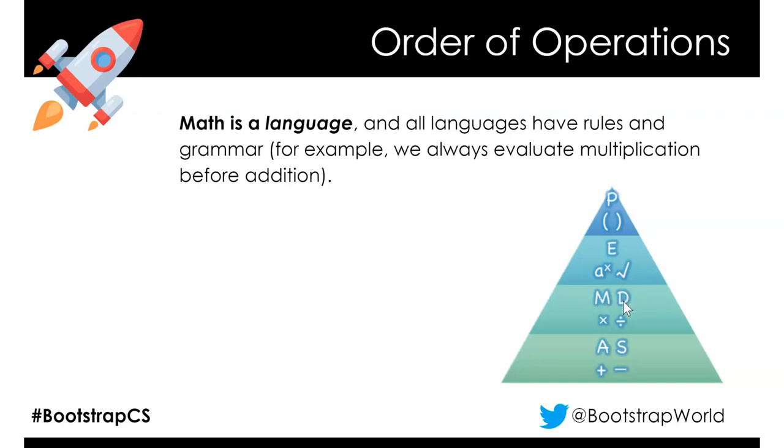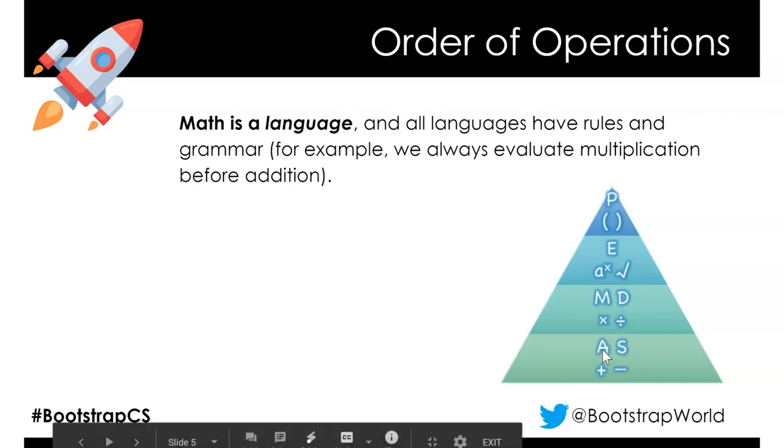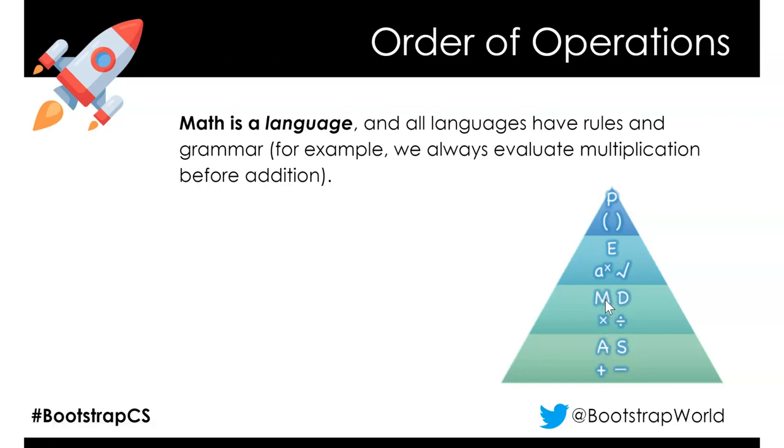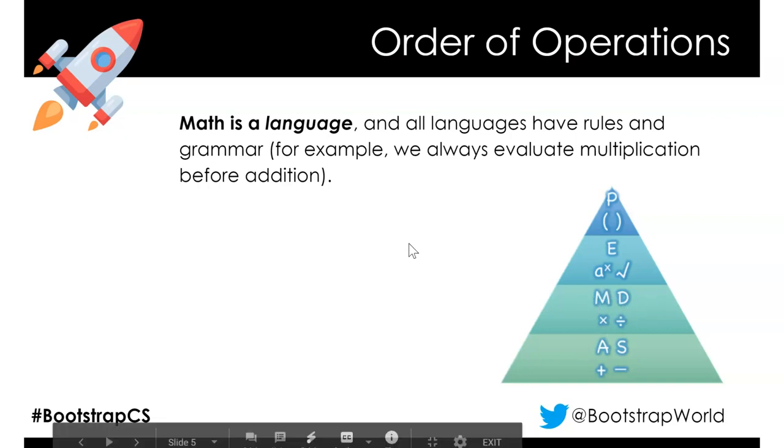Then we do multiplication and division. Then we do addition and subtraction. And that's what this is saying. We evaluate multiplication before addition because it's higher on this pyramid.